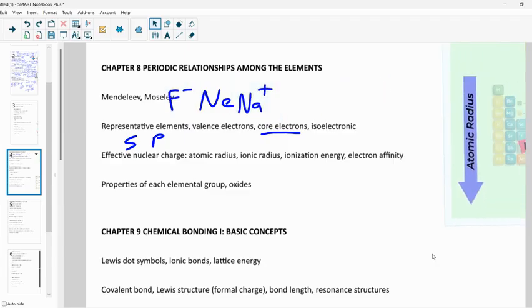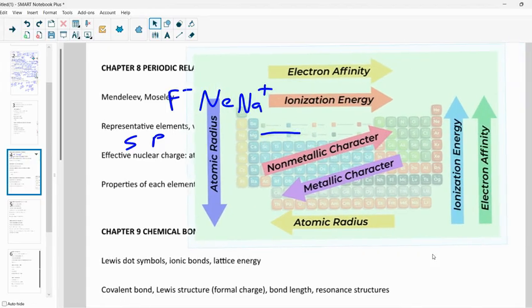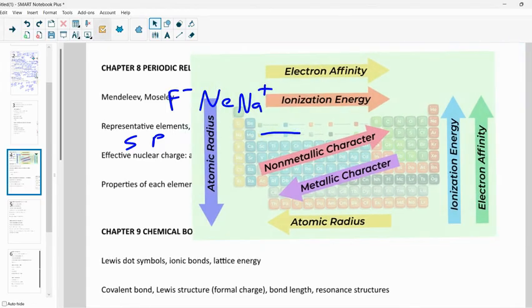All of these can be explained if we just understand effective nuclear charge. That's all we have to understand, and then all of these make sense to us. Effective nuclear charge. We have the nucleus in the center, all those core electrons around it. Think about the outermost electrons there. They don't feel the same pull because those ones in the middle kind of blot it out.